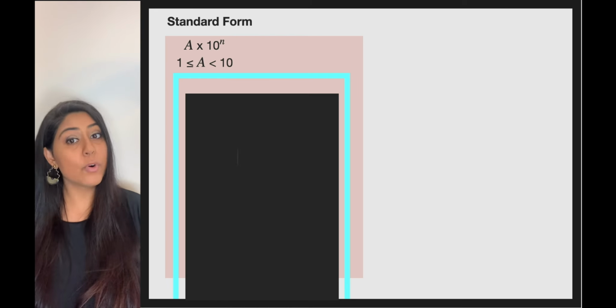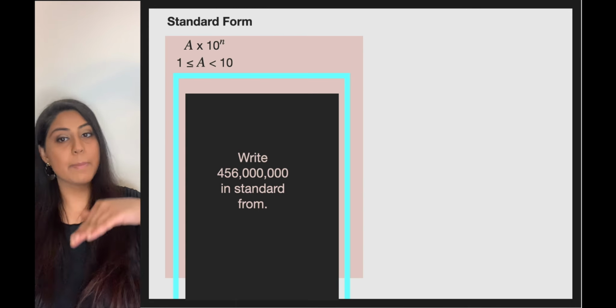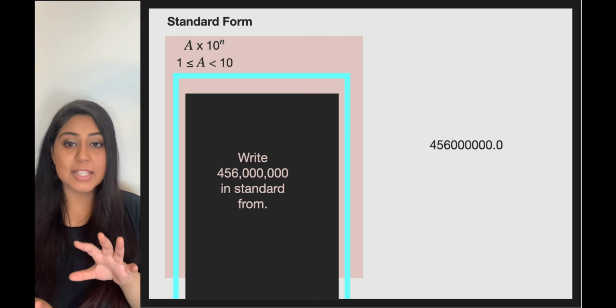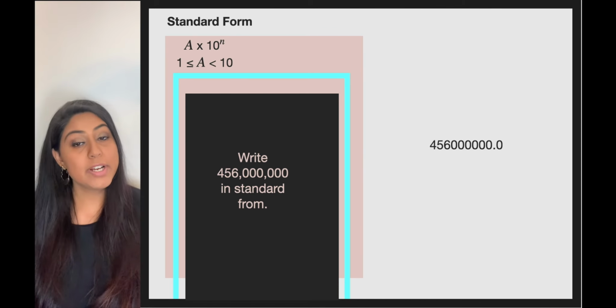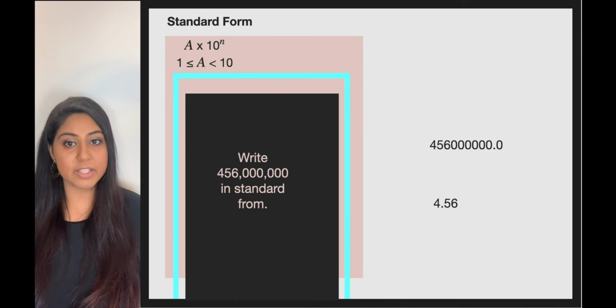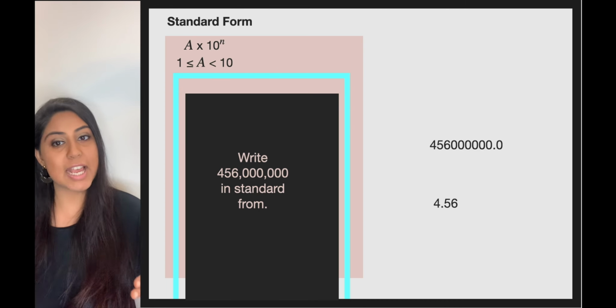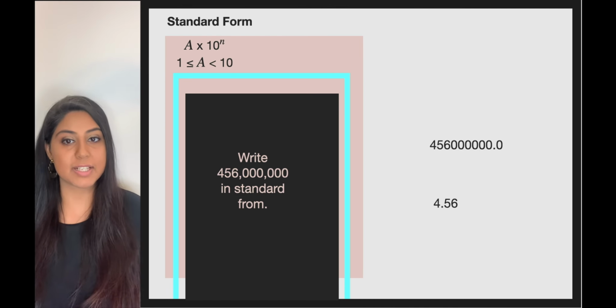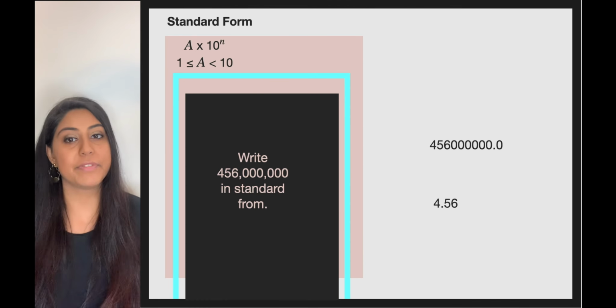If I want to write 456 million in standard form, this time we're going from ordinary number to standard form. Now, as I said at the start, the number has to be between 1 and 10. Now, the only numbers I have in this are 4, 5, and 6. So I can either have 456, 45.6, or 4.56. Because it has to be between 1 and 10, I have to use 4.56. So instead of 456 million, I've now gone to 4.56.